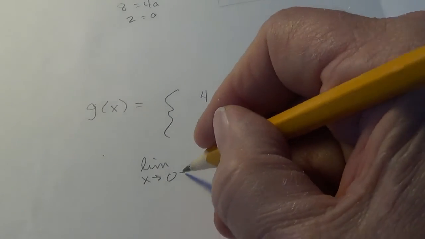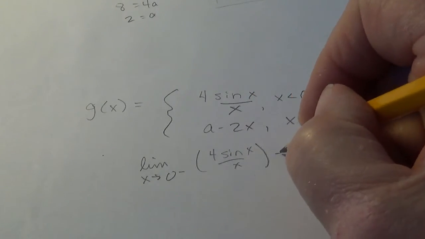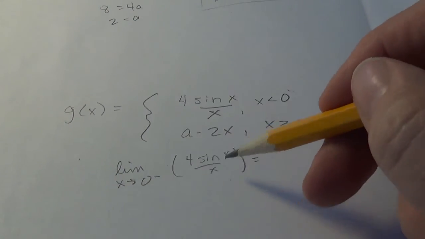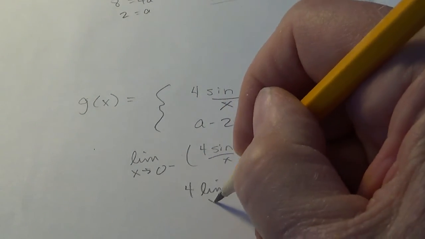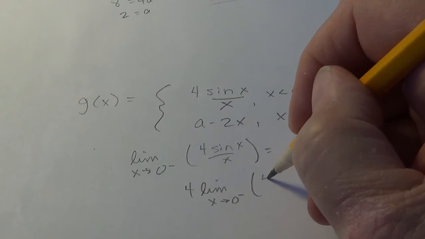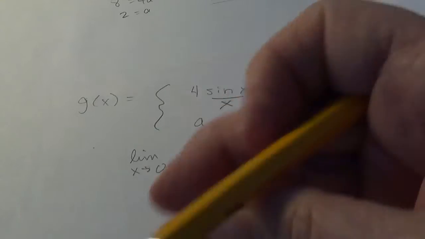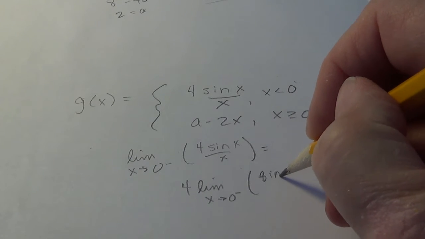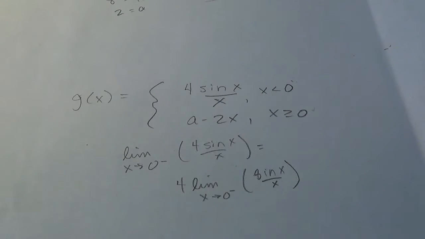Coming from the left will be 4 sine x over x. And the limit, we put in a 0 here. Now we'll let the 4 jump over the limit sign. As x approaches 0 of 4 sine, so 4 already jumped across, we have sine of x over x. Now we can't substitute in 0 there because it would cause a 0 denominator, but we got pretty good at finding other ways to find limits when that happens.